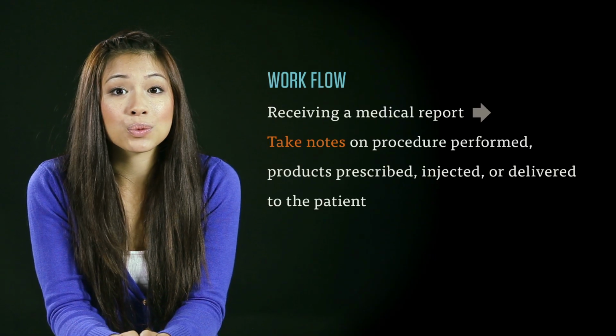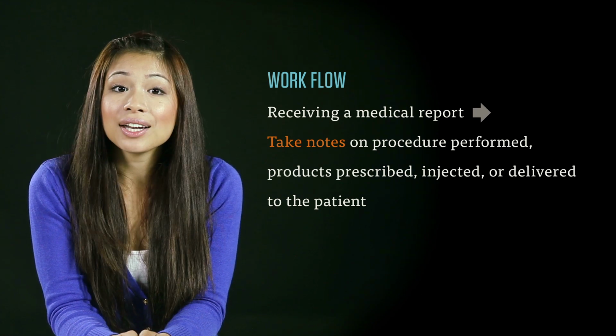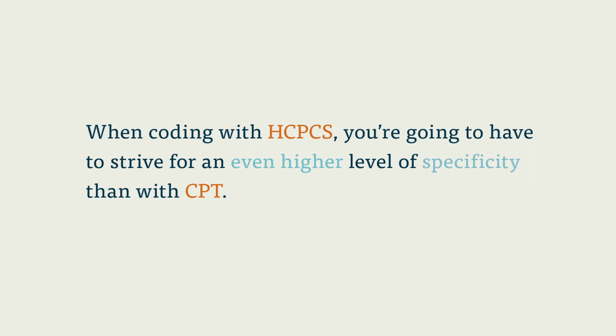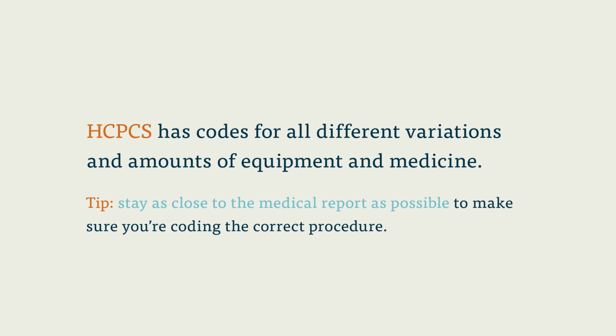Coders use HCPCS codes much like they would ICD or CPT codes. Upon receiving a medical report, you'd take notes on which procedure was performed, which products were prescribed, injected, or otherwise delivered to the patient, and then you'd use your HCPCS code set to find the appropriate code. Be aware that when coding with HCPCS, you're going to have to strive for an even higher level of specificity than with CPT. Since this code set has codes for all different variations and amounts of equipment and medicine, you'll have to stay as close to the medical report as possible to make sure you're coding the correct procedure. Look at it this way. 20 10-milligram capsules of antibiotic is going to cost more than 10 10-milligram capsules, right? That's what you have to watch out for with HCPCS.